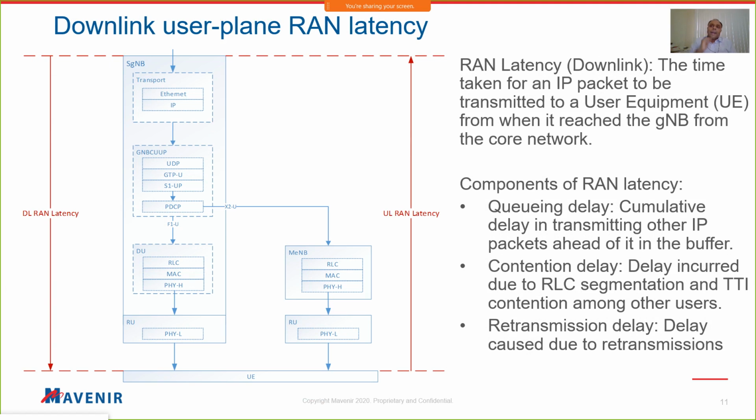What is RAN latency? The time taken for an IP packet to be transmitted to a user equipment from the point of time the IP packet reached the gNodeB from the core network. This is called the RAN latency, or the user plane RAN latency. What are the components of user plane RAN latency? One is the queuing delay, the other is the contention delay, and the last one is the retransmission delay. We look at these delay components in subsequent slides.